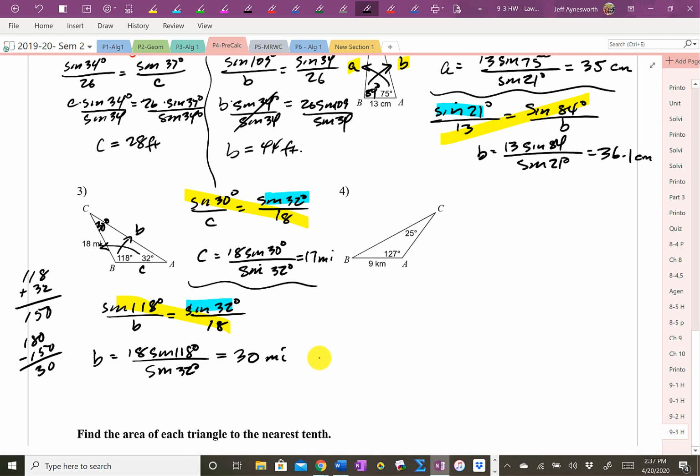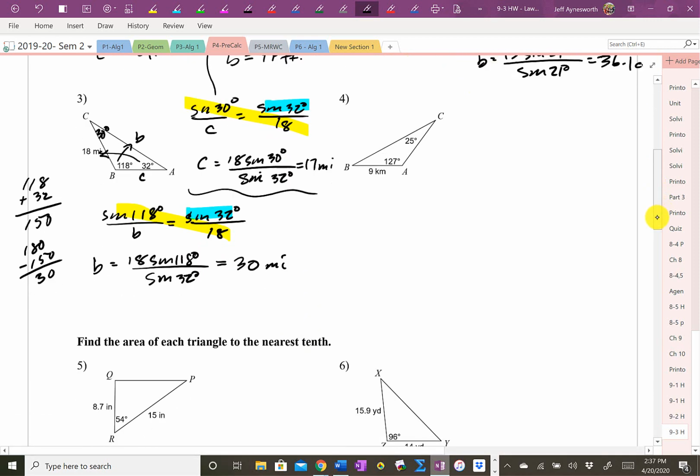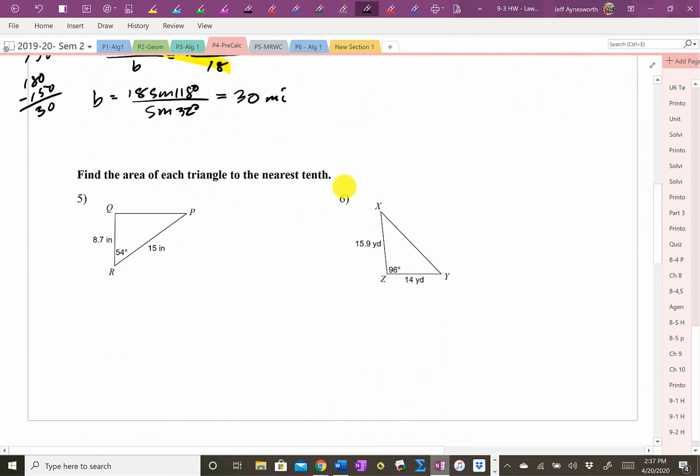And you guys can do the fourth. And these are review problems right here. This is section 9.2, review. And so this is a side angle side case. Find the area on a side angle side case.